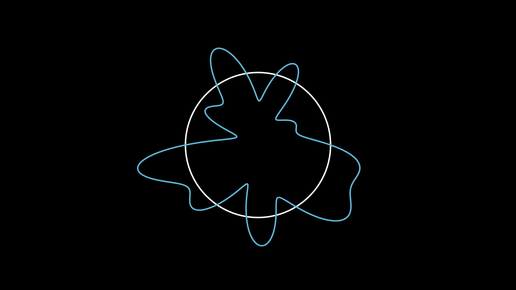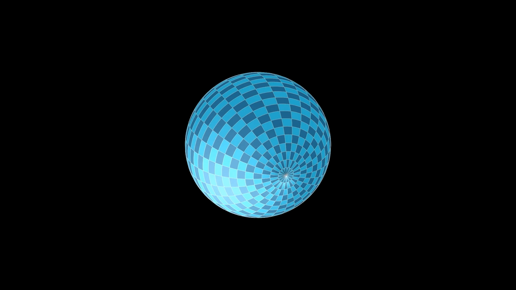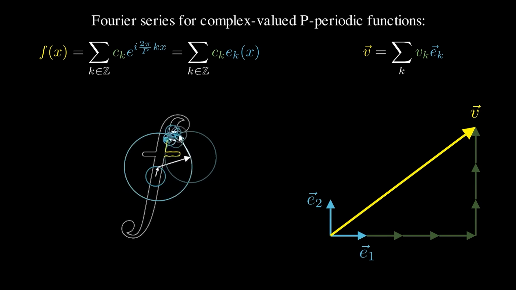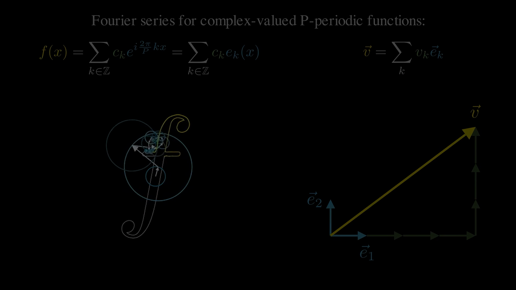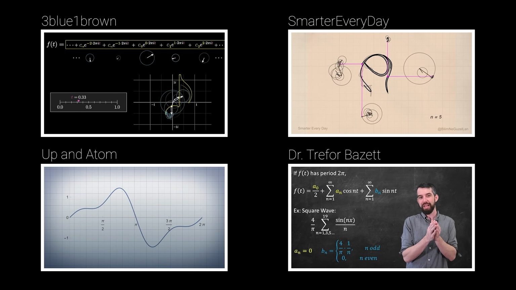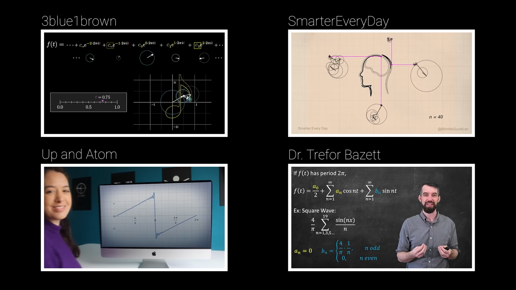But what if the domain isn't one-dimensional but the entire 2D surface of a sphere? To answer that, let's briefly review the essential ideas behind the Fourier series, just enough to see how the story extends from the circle to the sphere. I will assume that you are already somewhat familiar with the Fourier series, but if not, I will link to some helpful videos explaining the core concepts in more detail.